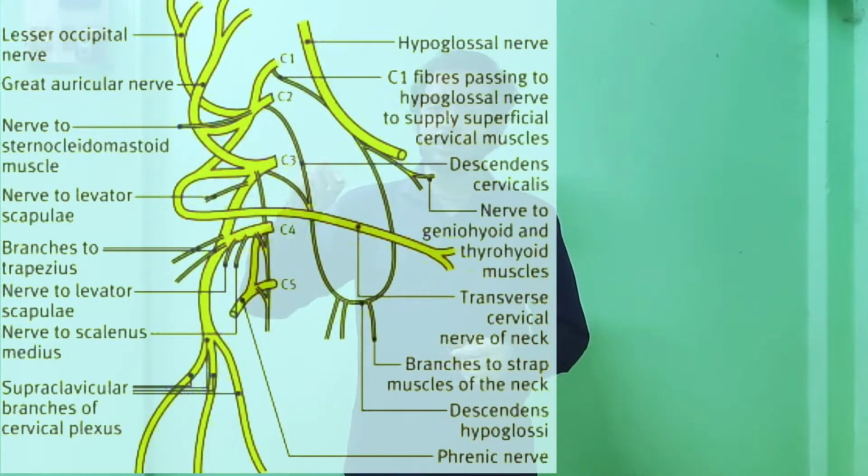From C3 one branch arises, from C4 one branch arises, from C5 also one branch arises. Now these three branches merge together and form a nerve which is known as the phrenic nerve. This phrenic nerve supplies our diaphragm, the muscle in between our chest and abdomen. Okay, so this cervical plexus ends here.